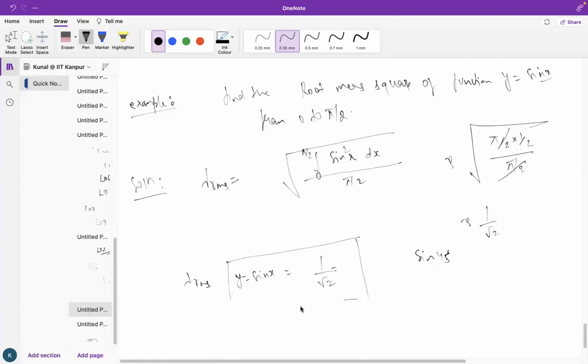1/√2 होती है ना. So this is the RMS value of y is equal to function sin x. I hope these things are clear to you, right?